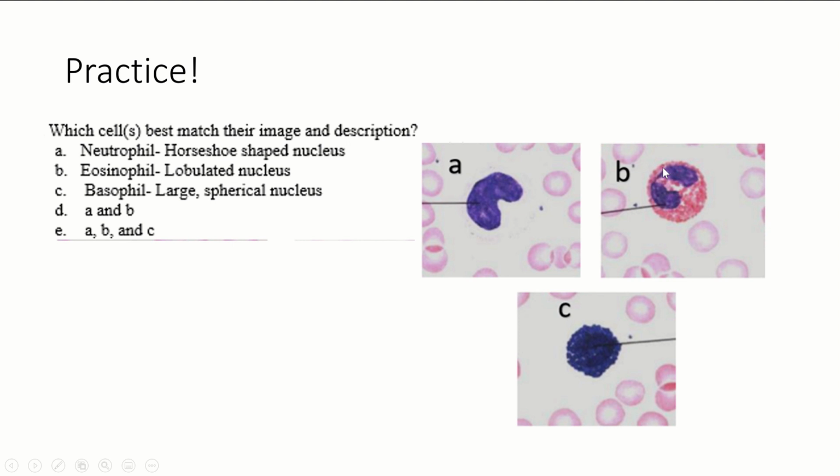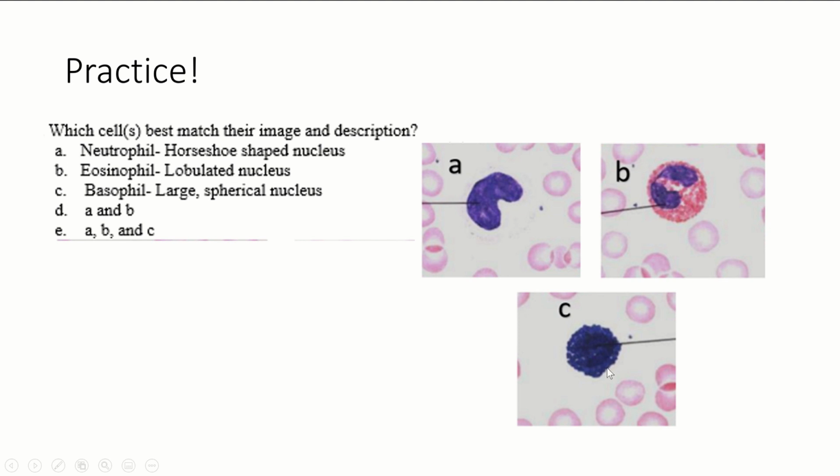B, eosinophil. So this is an eosinophil. It's got those bright red granules, and then it says lobulated nucleus. And yes, we did say eosinophils have that lobulated nucleus, right? A bilobed nucleus, more specifically. But yeah, a lobulated nucleus, so that one does match.